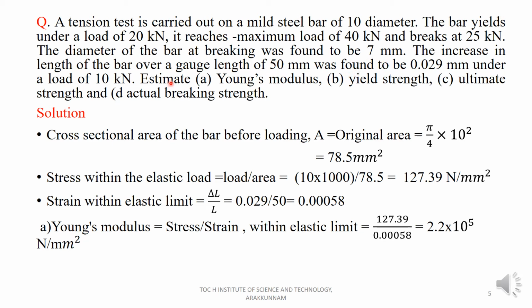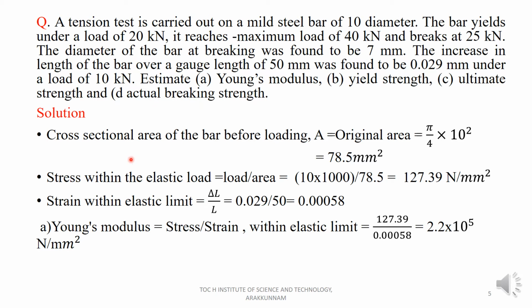The increase in length of the bar over a gauge length of 50 mm was found to be 0.029 mm under a load of 10 kilonewton. Now estimate Young's modulus, yield strength, ultimate strength and the actual breaking strength.